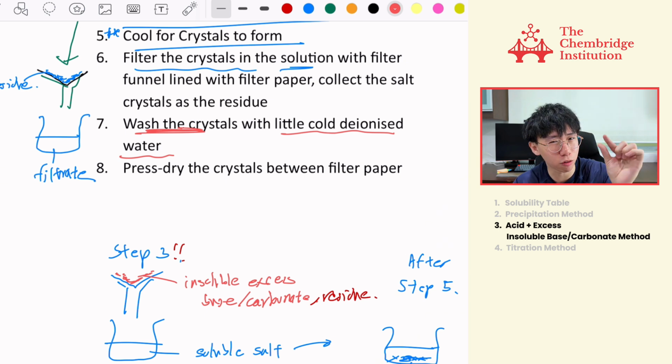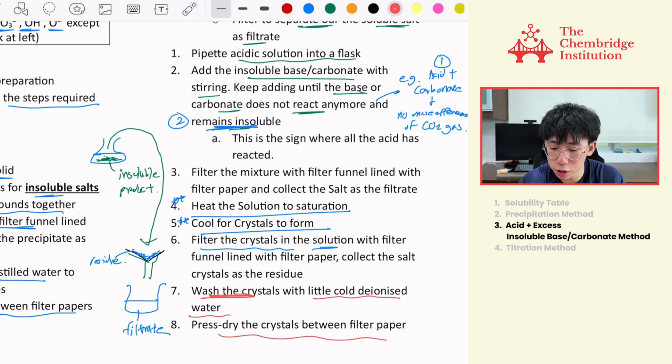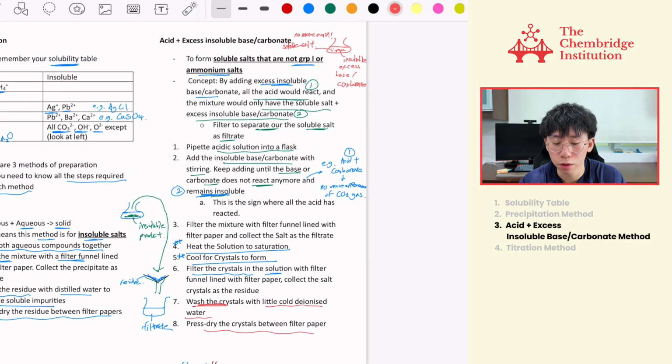So we use a little bit of water. We lose a bit of product, but it's okay. Use a little cold deionized water. It's cold so that it doesn't dissolve as much as well. And then after that, we want to press dry the crystals between pieces of filter paper. So I hope everyone understands the whole procedure when it comes to reacting an acid plus an excess insoluble base or carbonate to get a soluble salt that is not with a group 1 cation or ammonium cation.